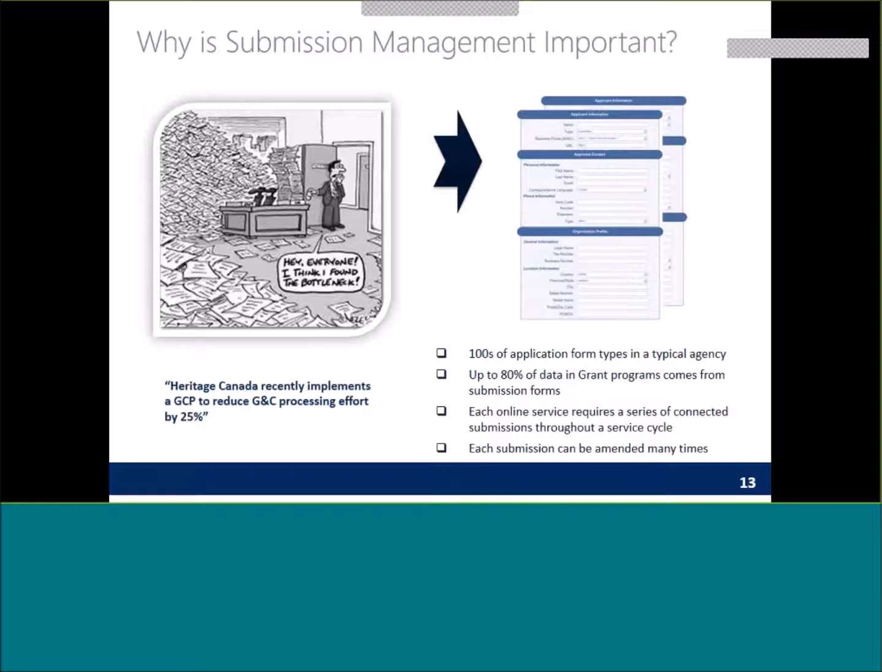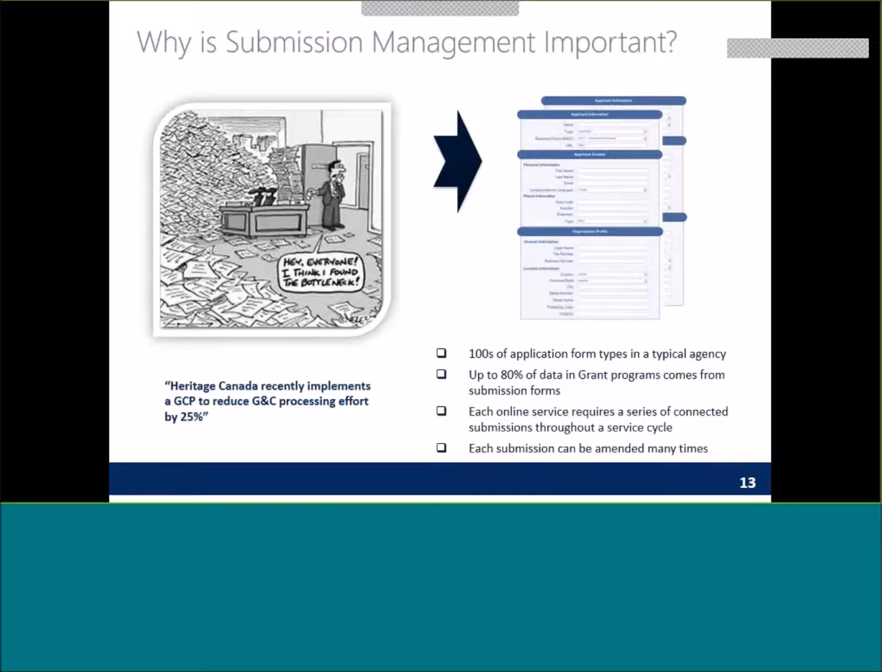And each service requires a series of connected submissions throughout a service lifecycle. So it may start with an application, turn into an agreement, and then become a progress report later on in the process. All of these different forms are linked together and provide the complete story of what's going on throughout the end-to-end grant cycle. And each of these submissions are often cycled back and forth. They need to be amended. Information needs to be changed. So the ability to understand this concept of an online submission form and how it can be made efficient and managed, again, is important to government client portals.